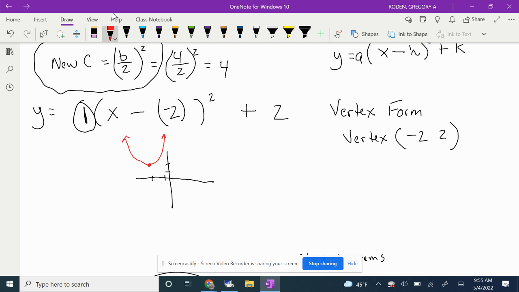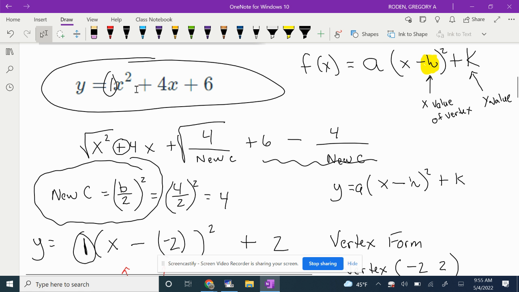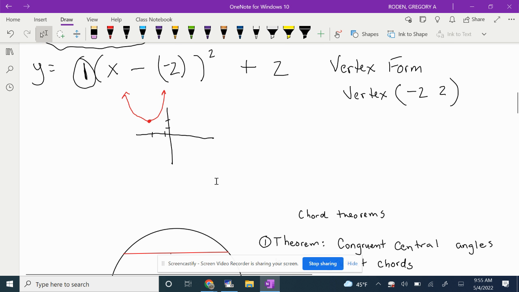Now, here's the deal. If I used the standard form and put this equation into the quadratic formula, what do you think is going to happen? You're going to get a negative under your square root. Why do I know you're going to get a negative under your square root? What is the quadratic formula finding, ladies and gentlemen? What does that answer represent? Think about it. Turn your brain on. That answer represents where this parabola is going to cross the x-axis.